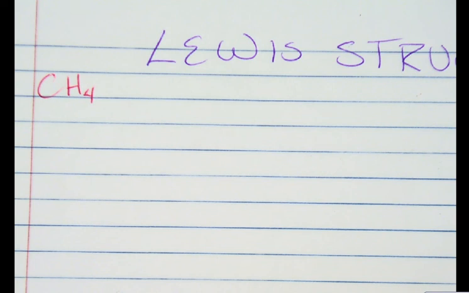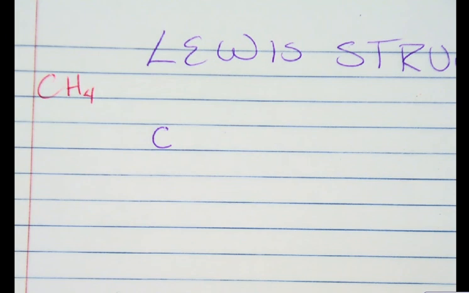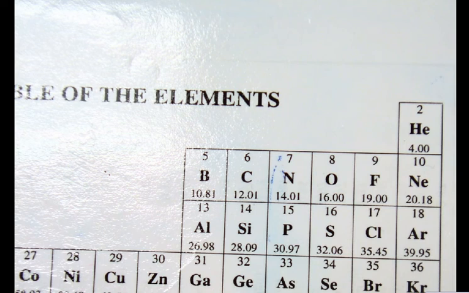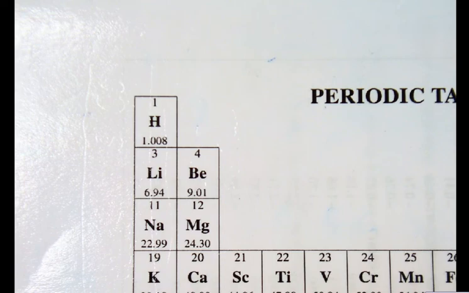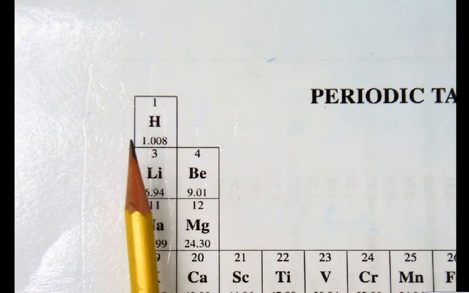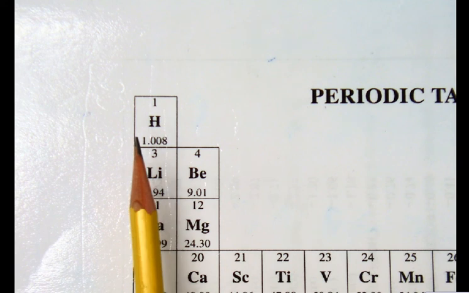To start, you always start with the least electronegative atom, and that is your central atom in a molecule. It is literally pushed by electron repulsion into the center of the molecule. So carbon is going to be my central atom. Next, we add up all the valence electrons for the molecule. So we look on the periodic table. Carbon is in group 14, or group 4A, and therefore has 4 valence electrons. Hydrogen is in the alkali metals and therefore has 1 valence electron.